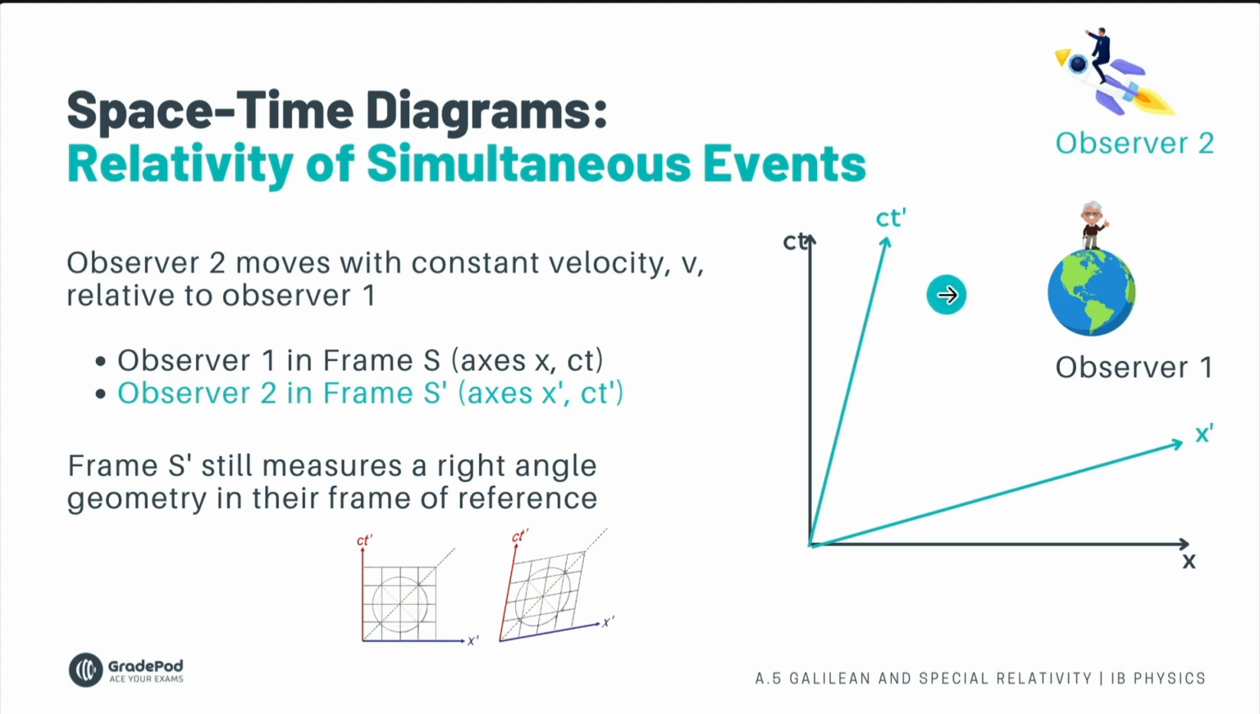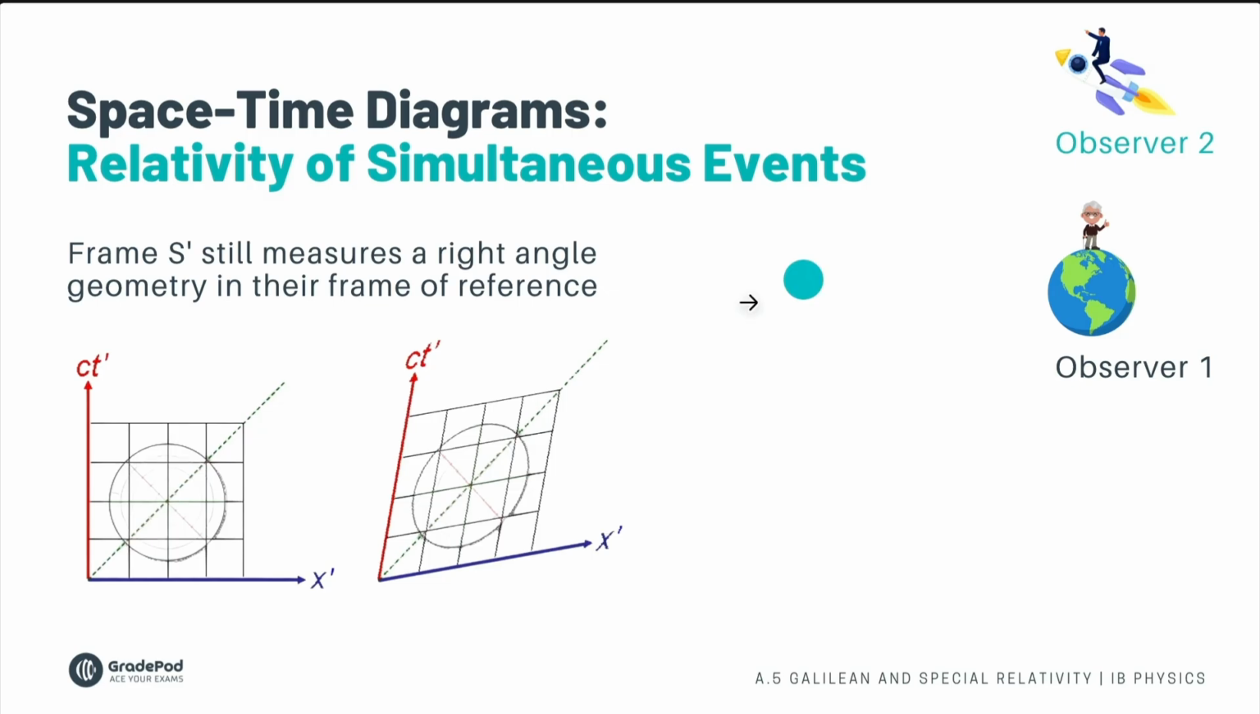I want to take this a little bit further. So frame S dash, with the ct dash and the x dash, looks different when you start putting the grids in. Can you see here? The grid is kind of squished up, but it still measures right-angle geometry in their frame of reference. It just doesn't look like that when you're trying to put it onto paper. So we'll look at these grid lines in a bit more detail as we look at simultaneous events and so on.